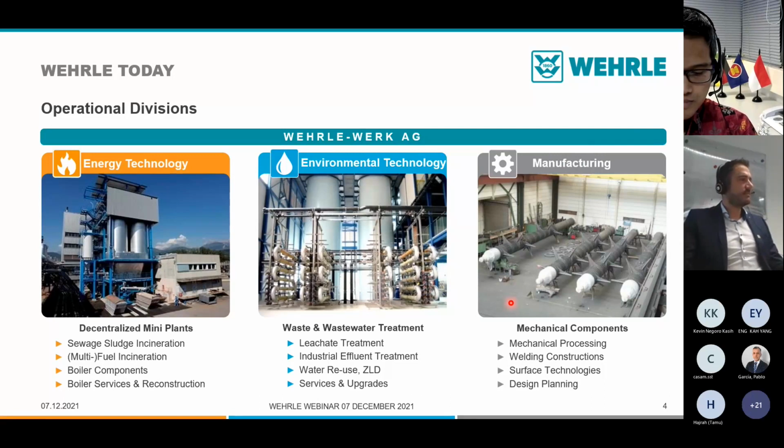The second part of WEHRLE, or the second division, is the manufacturing, where we are doing our own boilers, where we are doing our own steel pipeworks, also for the plants which we are talking about now, which are located in the environmental section and environmental technology, dealing and handling, as mentioned in the beginning, with high strength wastewaters.